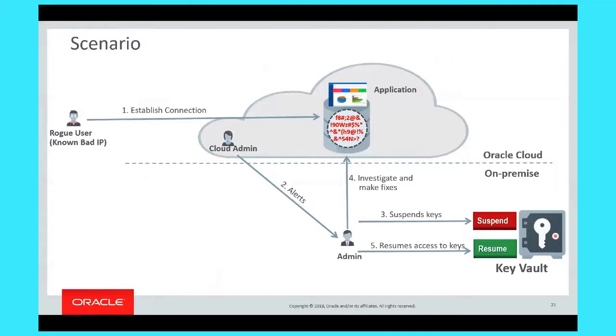Once you've figured out whatever happened and made whatever fixes you need to, you go back into Key Vault, you simply resume access to the key, and voila, your database comes back up. It can access data, any application associated with it can work again, and you're ready to run. But you've handled this entire security incident without ever having to go out and delete a bunch of data and go through and figure out how, where you have copies of that data.